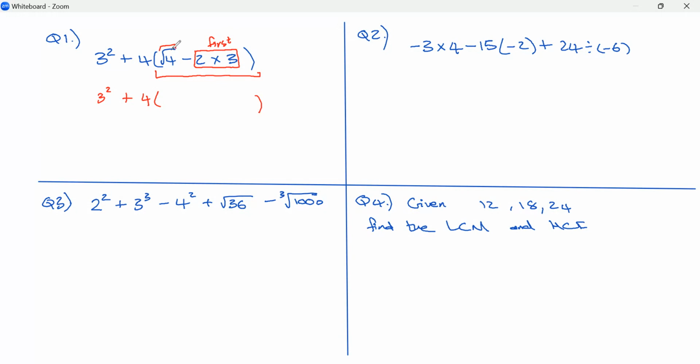I can also square root this, which will become 2, and 2 times 3 gets me 6. So 2 times 3 becomes 6, and the square root of 4 becomes 2. Then 2 minus 6 is negative 4.